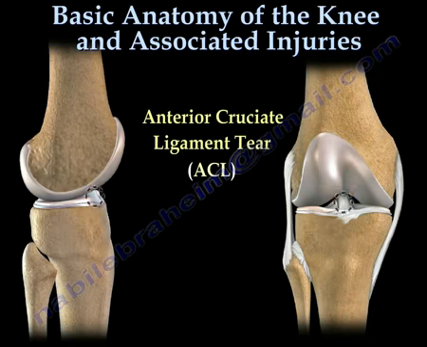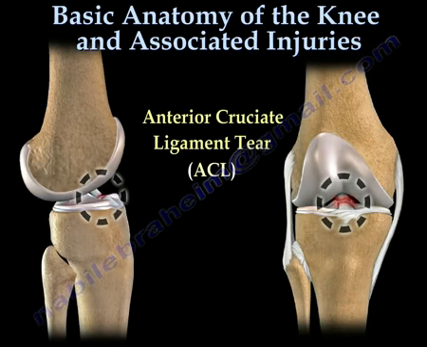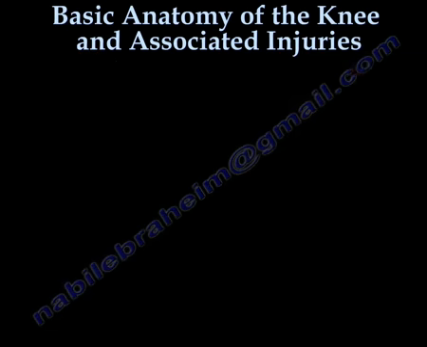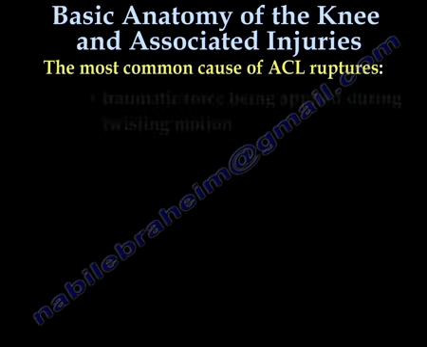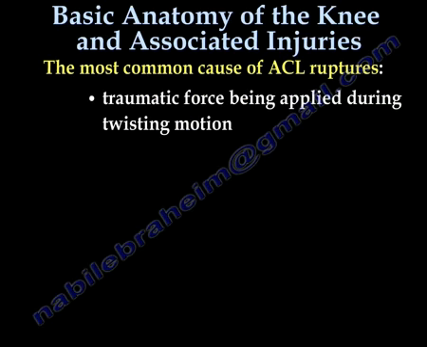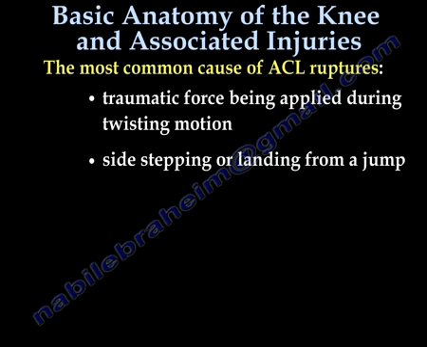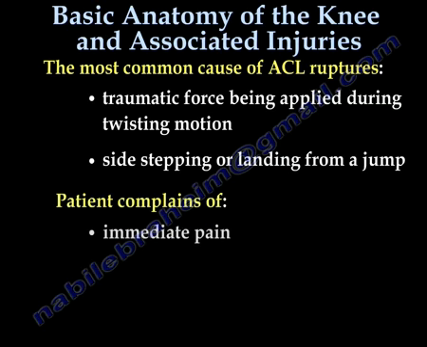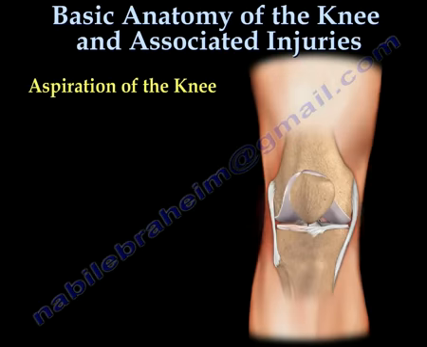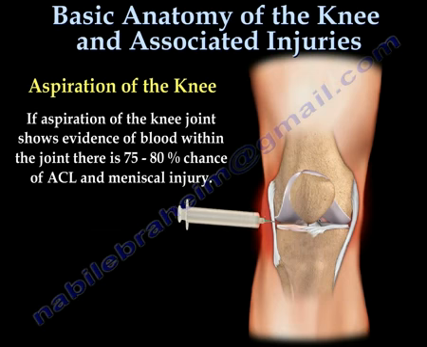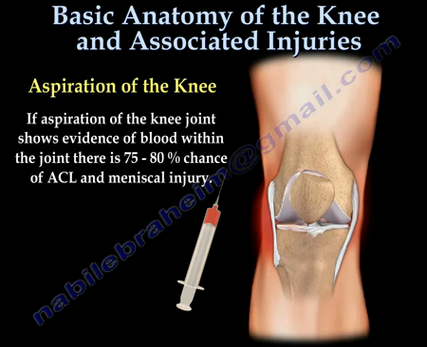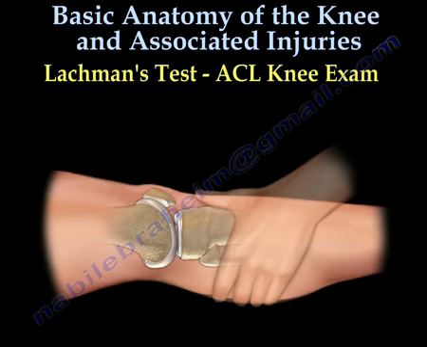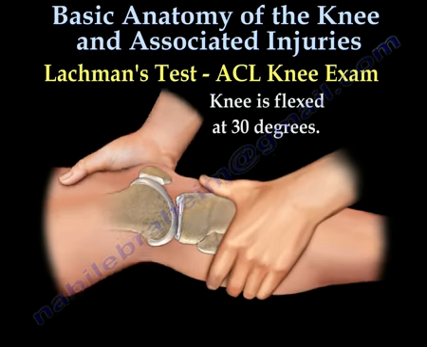When the anterior cruciate ligament is ruptured, anterior translation of the tibia in relationship to the femur will occur. The most common causes of ACL ruptures are due to traumatic force being applied during twisting motion and sidestepping or landing from a jump. The patient will often complain of immediate pain, the knee giving way, and swelling of the knee. If aspiration of the knee joint shows evidence of blood within the joint, there is a 75 to 80% chance of ACL and meniscal injury. The Lachman's test is the best examination to diagnose an ACL tear.